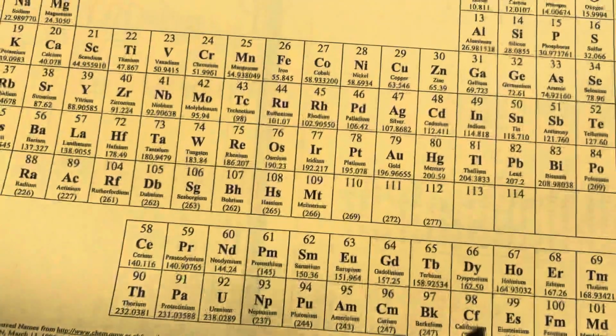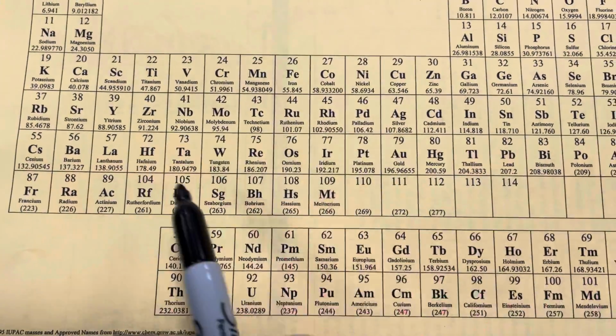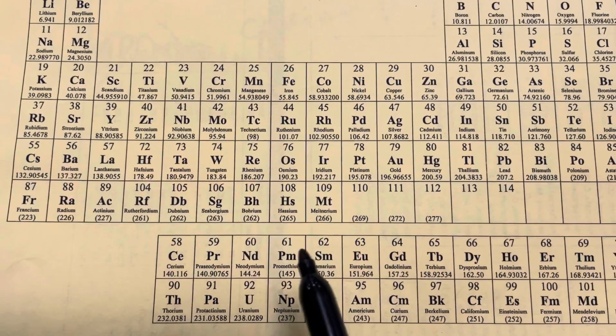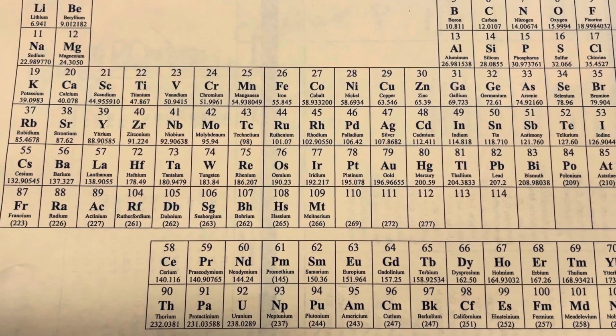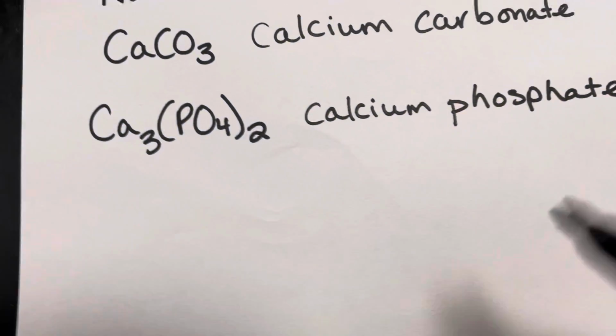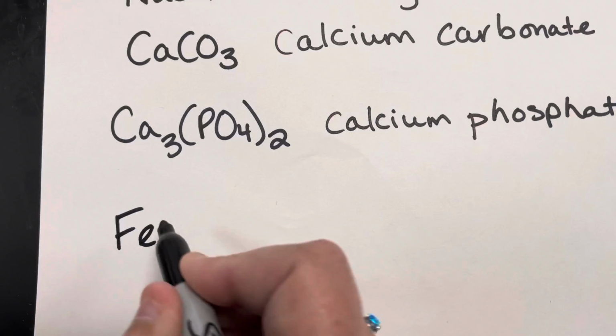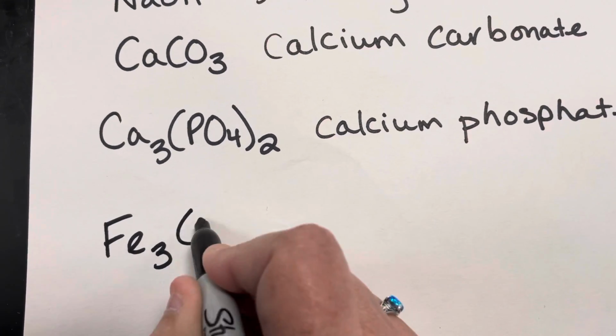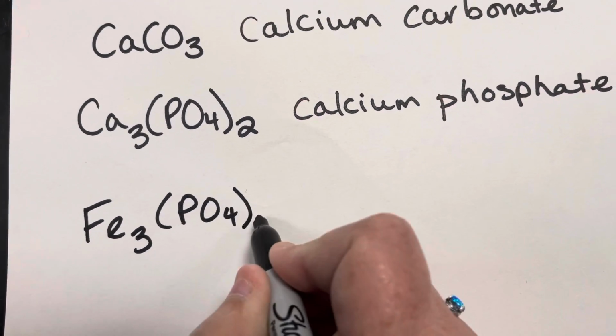Okay. Now the only kind of weird ones is if you get a transition metal. And when we have the transition metals, remember those are the ones that are kind of in the center here. With transition metals, you still need to put a Roman numeral in the middle that tells us what the charge is. So let's say that this was Fe3(PO4)2.